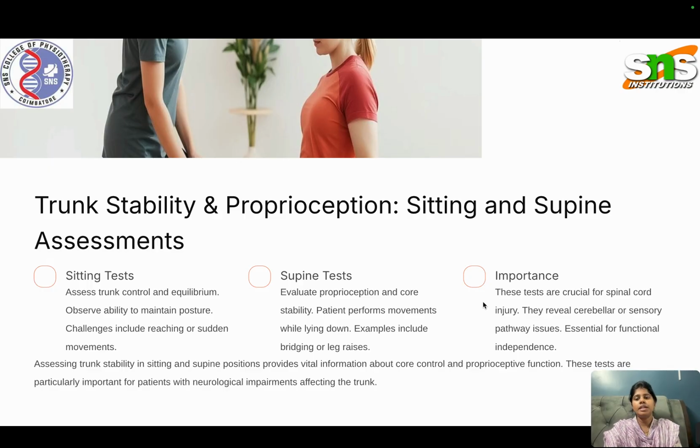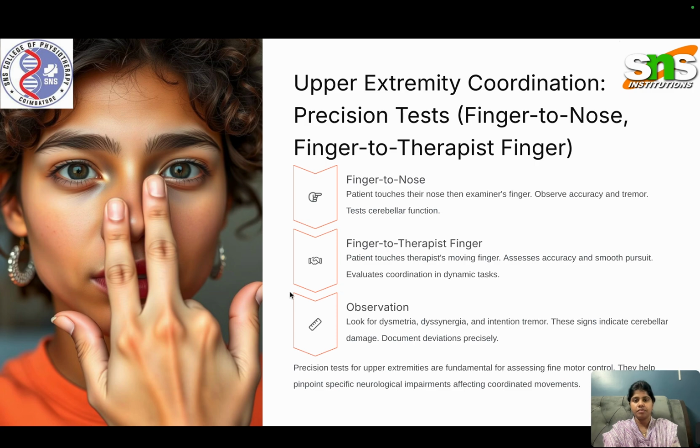Upper limb coordination tests are also done. First, the finger to nose test, in which the patient will be asked to touch their nose with their finger, either the index finger or any pointing finger, but usually just one finger pointing to the tip of the nose. If the patient is able to touch it, the patient is fine. If not, they'll be concluded as having a coordination issue.